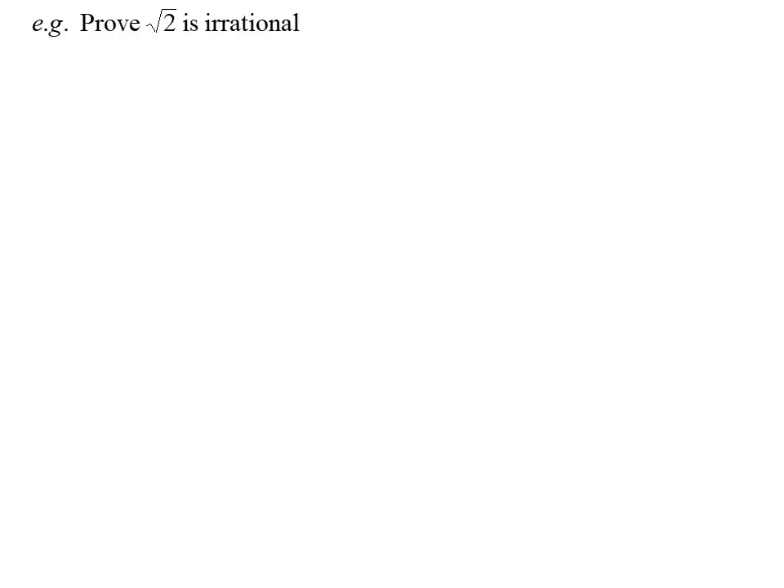We're going to prove that the square root of 2 is indeed irrational. I'm going to use a method called proof by contradiction. And proof by contradiction is actually where you assume the opposite of what it is you're trying to prove. So I want to prove the square root of 2 is irrational. I'm going to assume it's actually a rational number.